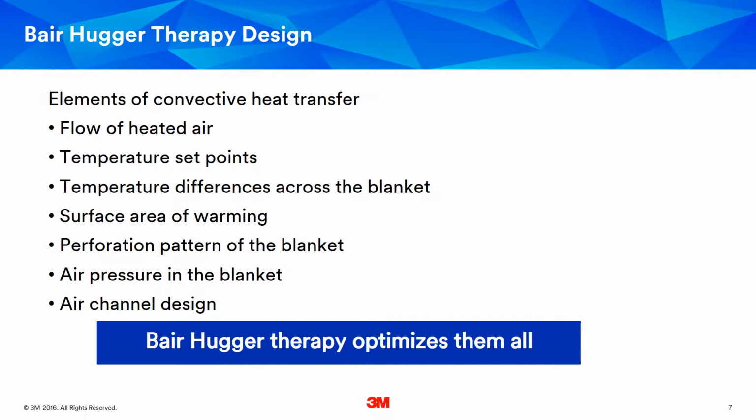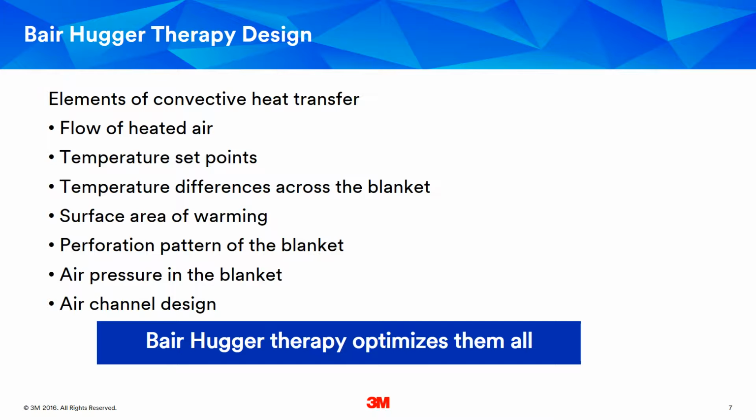Temperature differences across the blanket. Temperatures across the blanket must be as uniform as possible to evenly warm the patient. Otherwise, you warm one part of the patient while cooling another. Surface area of warming. Forced air warming therapy is relatively inefficient in terms of transferring heat. To account for this, Bair Hugger blanket designs seek to recruit sufficient skin surface to gently warm the patient's skin surface.